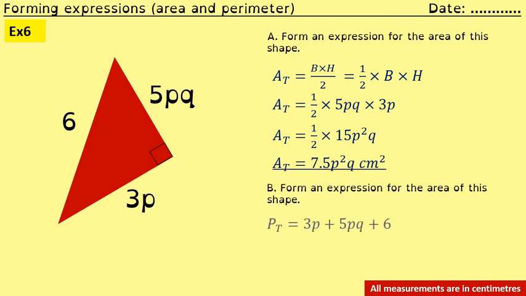For the perimeter, we're just going to add up our three side lengths and collect like terms, but you'll notice you don't have any like terms here. 3p is not like terms with 5pq, and that's not like terms with 6. They all have different variables, don't they? So our final answer is just 3p plus 5pq plus 6 centimetres.